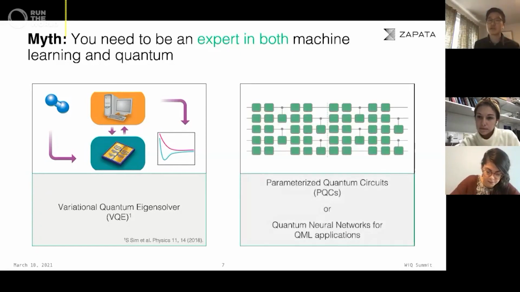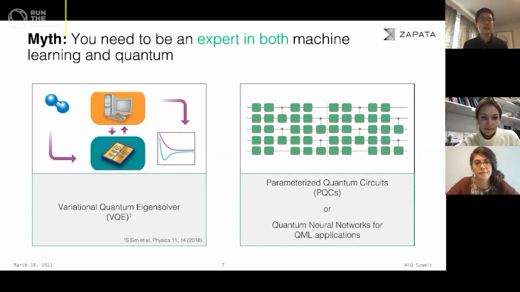And one of these core components of the algorithms is the use of what is called the parameterized quantum circuit, or PQCs. So you can think of PQCs as being a tunable version of a quantum circuit where there are particular parameters you can vary the values of in order to generate some interesting or relevant states that encode the solutions to your problem. And so in the case of QML applications where there's some component of learning, these circuits are also known as quantum neural networks.